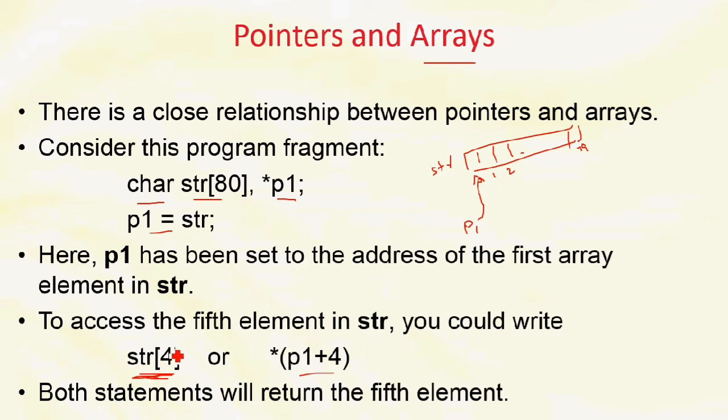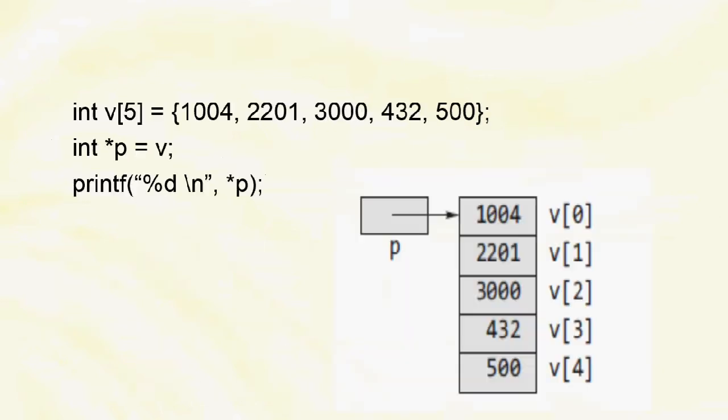So both statements, str of 4 or star of P1 plus 4, will display the fifth element from the array str. Now from the integer point of view, V of 5 is an integer array whose values are 1004, 2201, 3000, 432, 500. Everything is represented in this diagram. These are the 5 values. V of 0 has 1004, V of 1 has 2201, V of 2 has 3000, V of 3 has 432, V of 4 has 500.